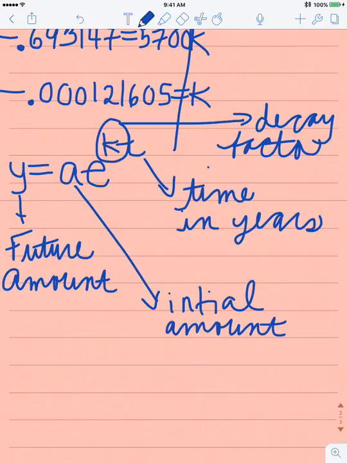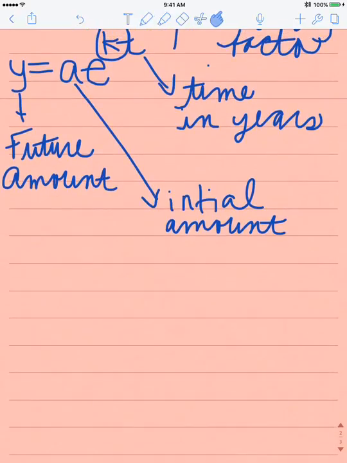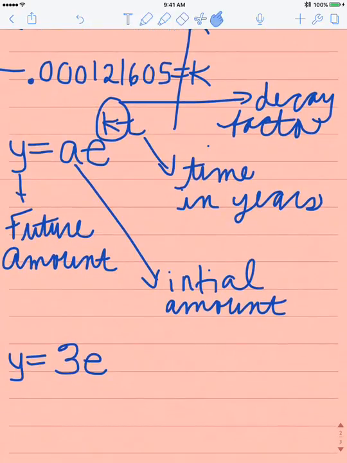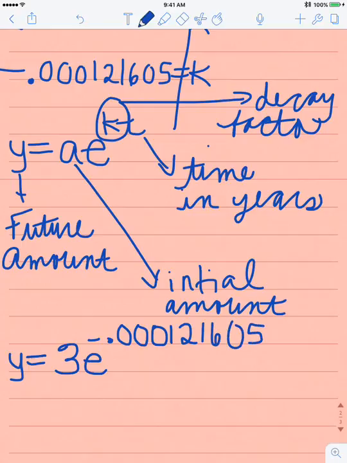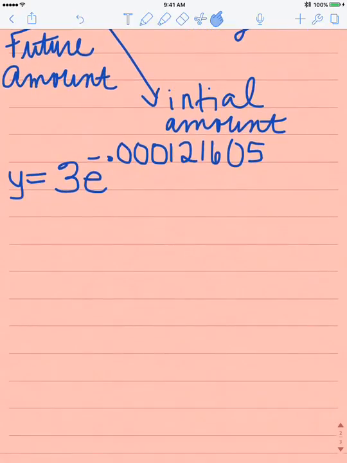So we had to do that first step to solve for K to actually answer the question. Okay? So Y, the future amount, that's what we're solving for this time. A, the initial amount, that's 3. We already know that. E. K, we solved that. I actually forgot what it was. Let's see, what was it? Negative 0.00012165. Okay, and T is 1,000.